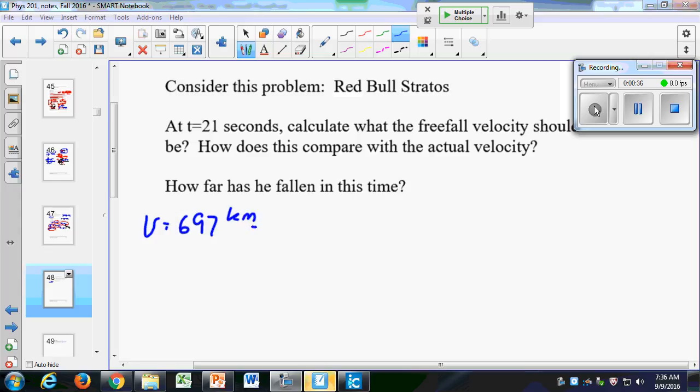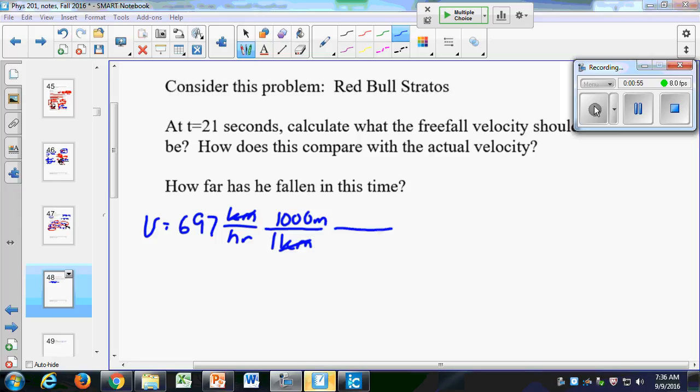Of course, we need to convert that into meters per second. You will have to do that for the test. Let's just do it to remind you. I know that in 1 kilometer, kilo means 10 to the third. There are 1,000 meters. My kilometers cancel and leave me with meters. That's how I know what goes where.